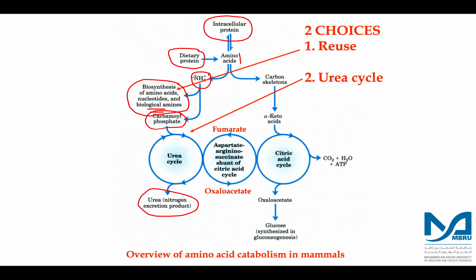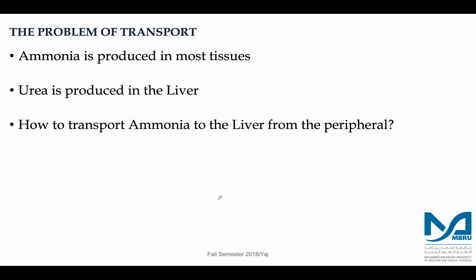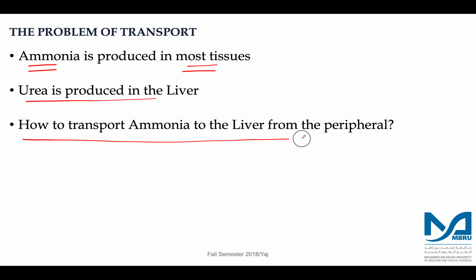Coming back to this slide, ammonia can be reused, but the majority of it is excreted out after being converted to urea through the urine. Now, as I told you, degradation of amino acids in most tissues leads to the production of ammonia. Unfortunately, urea is produced in the liver. So the question that we need to answer is, how do we transport ammonia to the liver from the different tissues?